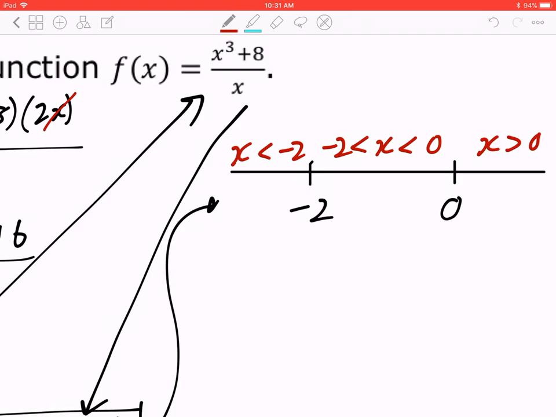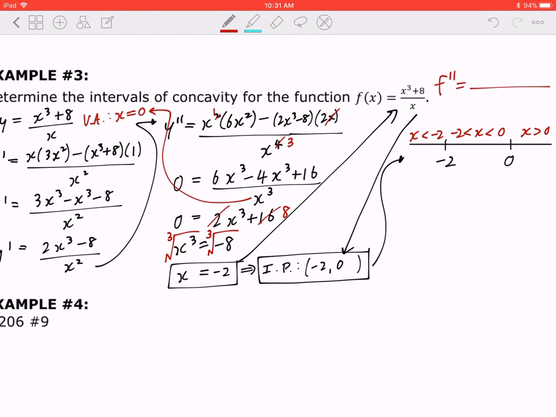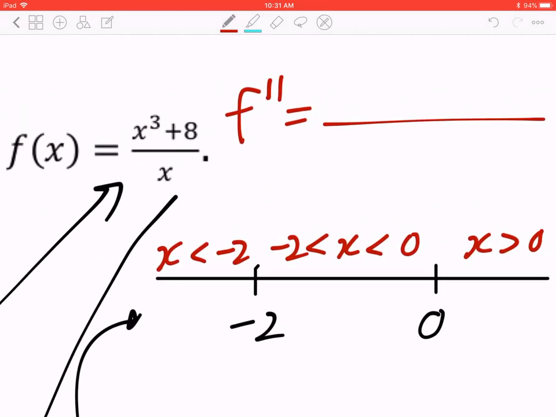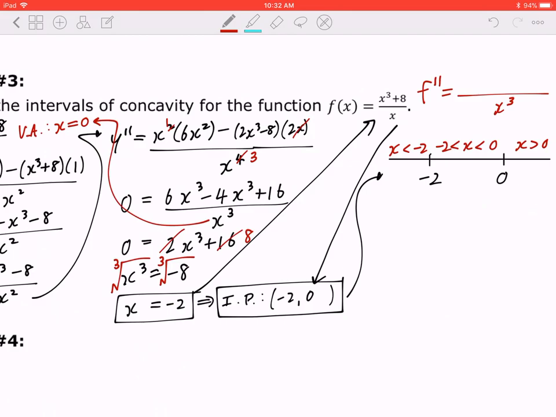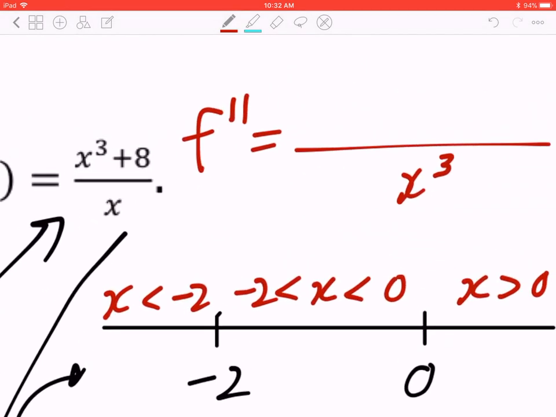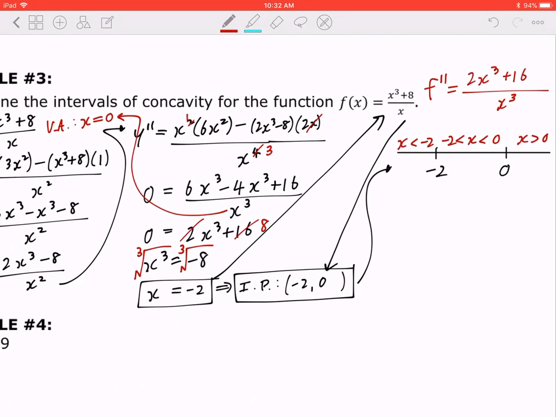And we're going to plug it back into f double prime. So again, I'm just going to write f double prime at the top. And if you clean this up a little bit, the bottom is still going to be x to the power 3. If you look at the top, this becomes 2x cubed plus 16. So you can take the calculator, you can do mental math, it's up to you.